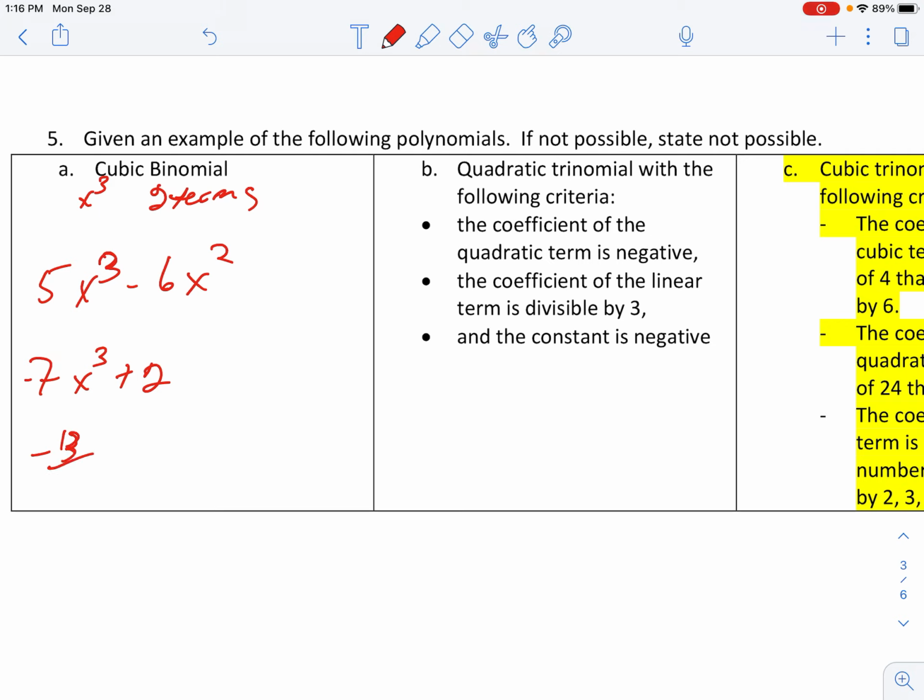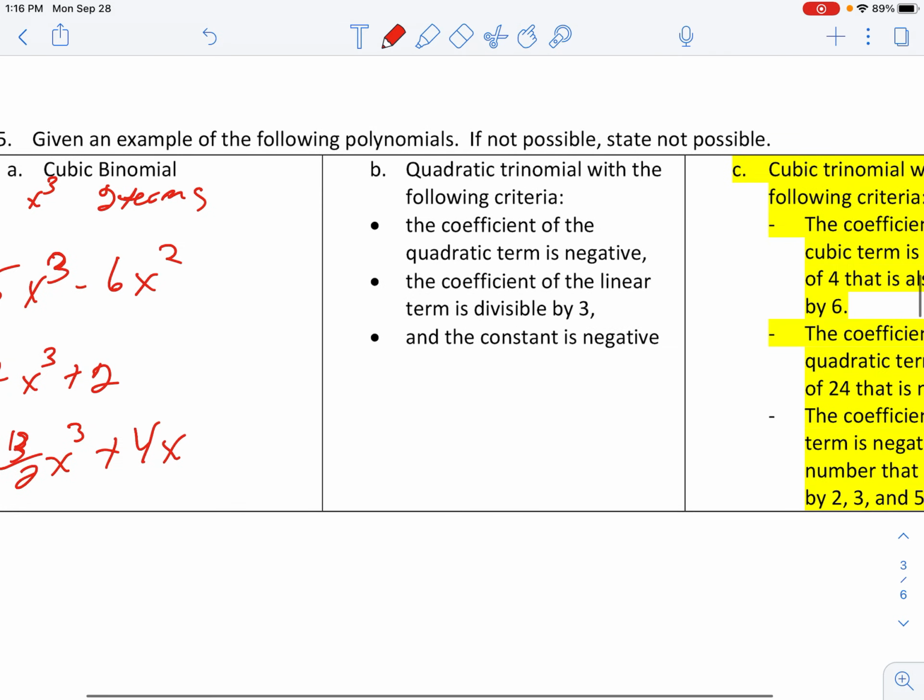Negative 13 over halves x to the third minus or plus 4x. Who cares? Cubic binomial. A little bit more here. Quadratic is x squared. Trinomial is 3 terms. Coefficient of the quadratic term is negative. Okay. Let's go even simpler. Negative x squared. The coefficient of the linear term is divisible by 3. 6 is divisible by 3.